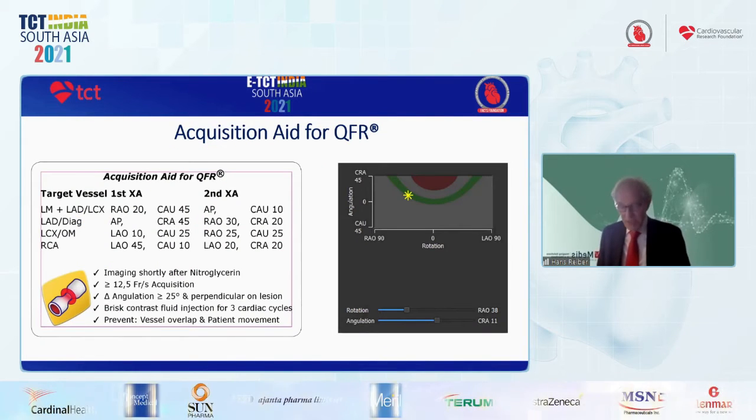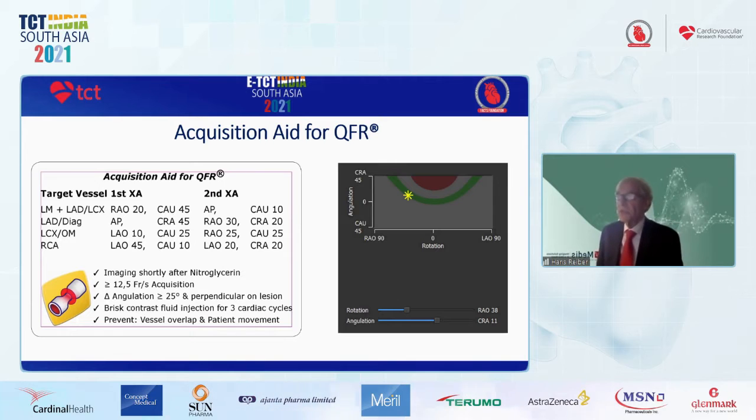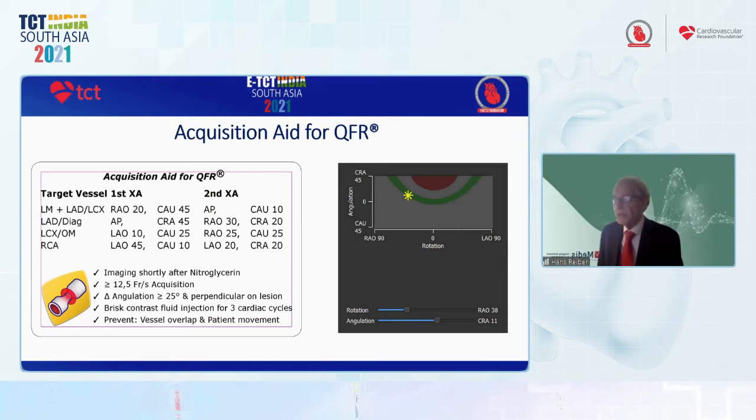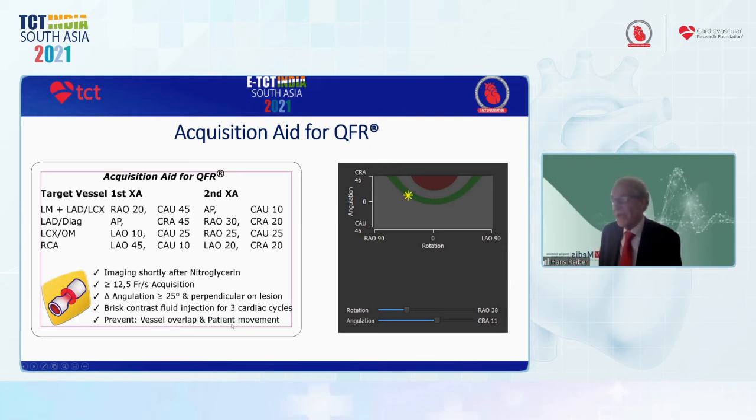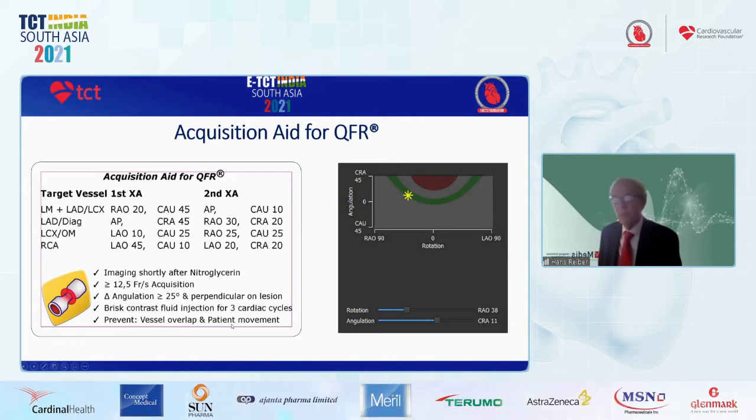To make things simple, we have introduced an acquisition protocol with default values for the projections for the different coronary arteries, for the first view and for the second view. Of course, we need nitroglycerin to avoid any spasm, and a brisk contrast fluid injection for 3 cardiac cycles, either manually or by the pump. Avoid vessel overlap, and certainly avoid patient movement, and also movement of the image intensifier during the acquisition.